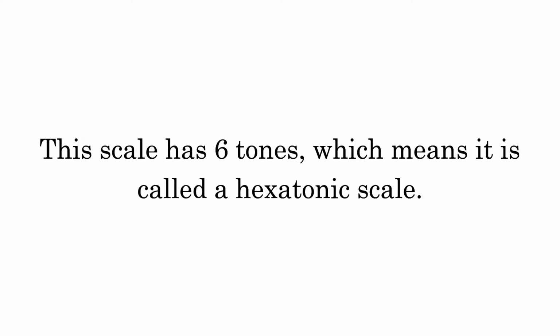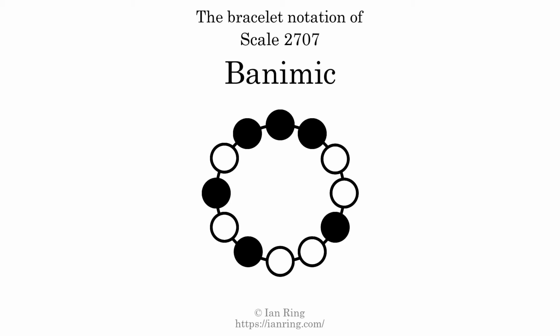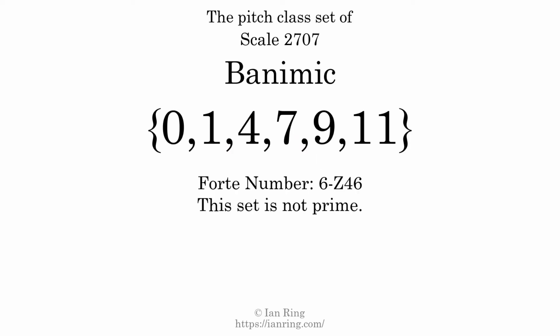This scale has 6 tones, which means it is called a hexatonic scale. This is a bracelet notation diagram of scale 2707. The shaded circles represent tones that appear in the scale, and they are read clockwise, starting at the top. The pitch class set for this scale is 0, 1, 4, 7, 9, 11.